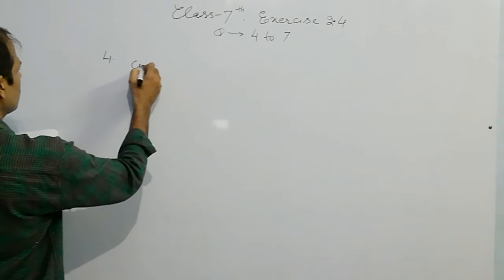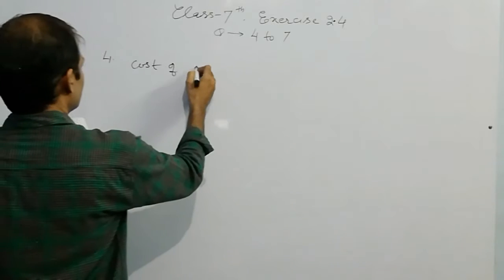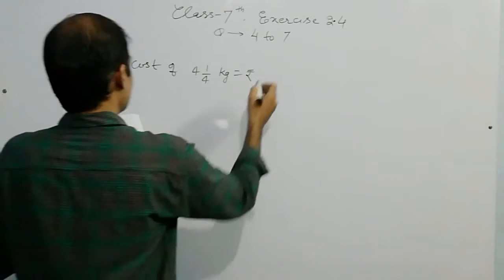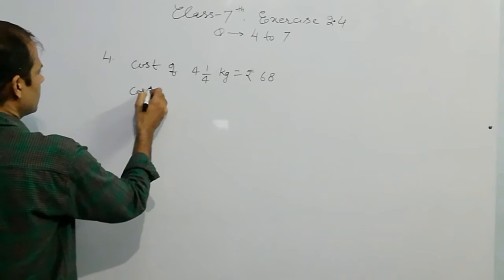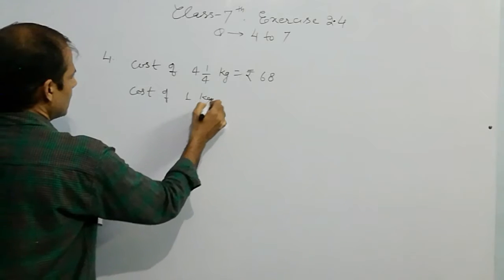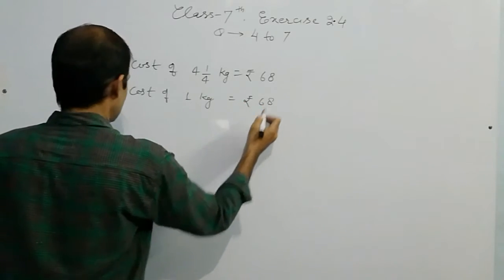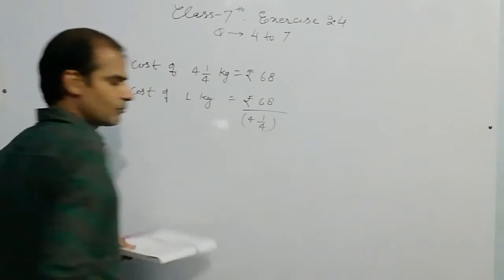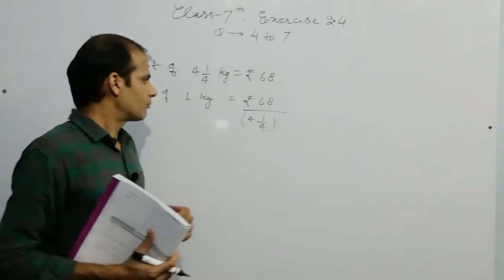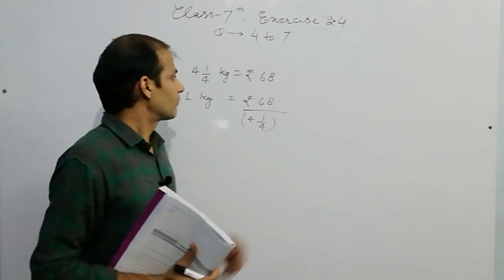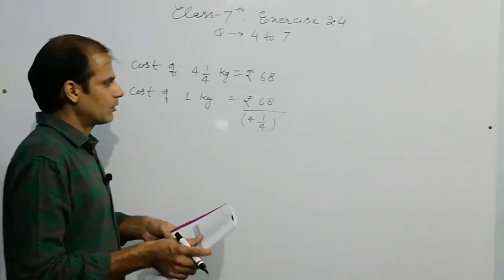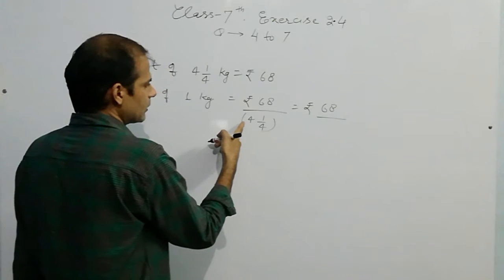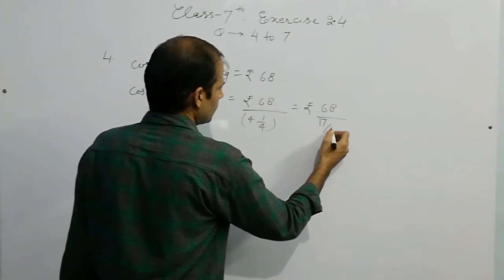So we have to write: cost of 4 and 1/4 kg is rupees 68. Then cost of 1 kg is rupees 68 divided by 4 and 1/4. Simply, convert this mixed fraction into improper. You can convert here also, no problem. So it is rupees 68 upon, 4 fours are 16 plus 1 is 17, 17 upon 4.